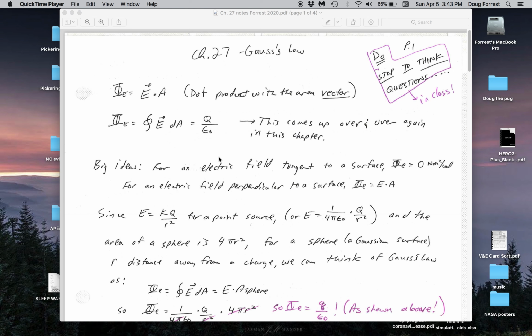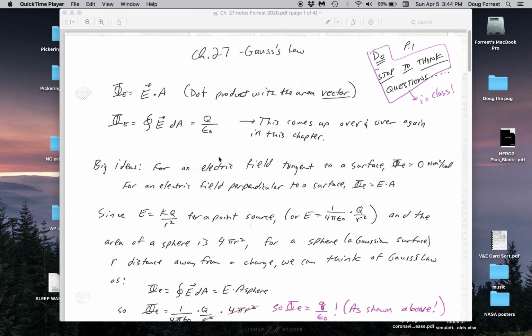Go through both my notes and some really good notes I found on the web about chapter 27, which is Gauss's law. This is a pretty complex topic. It deals with something called electric flux. To an extent, you have an advantage because we've talked about magnetic flux before.